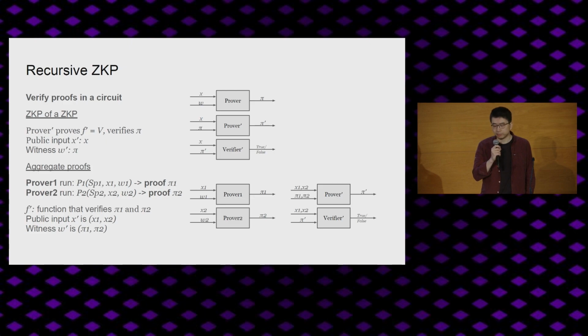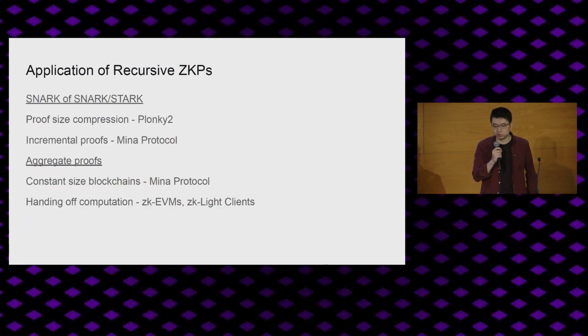And there are commonly two types of recursive ZKP. First is recursively proving one ZKP inside one, and the second is recursively proving multiple ZKPs inside one, and they have different use cases. For example, the first one can be used to compress the proof size, and also as incremental proofs. The second one can be used to aggregate proofs. It is used in Mina and also in zkEVMs to hand off the computation.